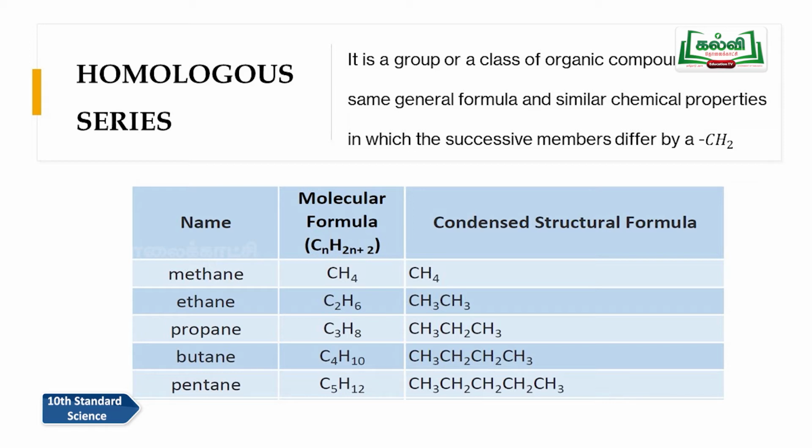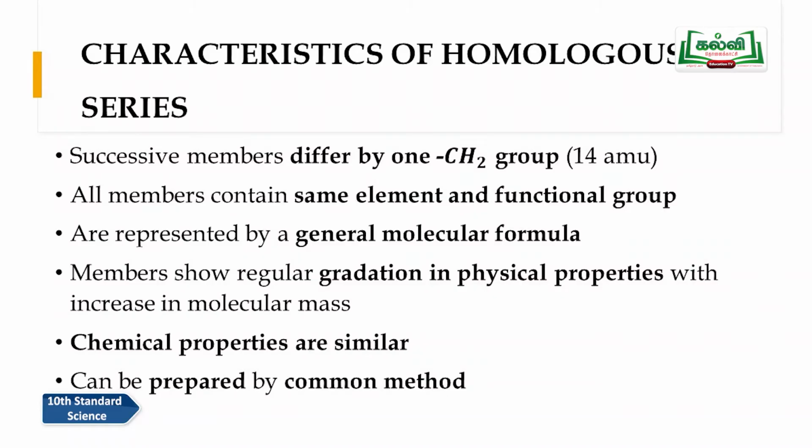So, that is what we mean when we say that in the homologous series, the members differ from each successive member by a CH2 group. This is not only for the alkane series; for all the homologous series, the members differ by a CH2 group in a successive manner. Let us see what are the characteristics of homologous series. Successive members differ by a CH2 group.